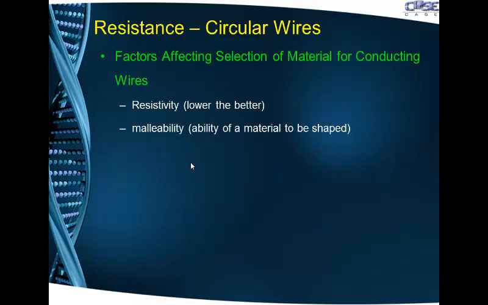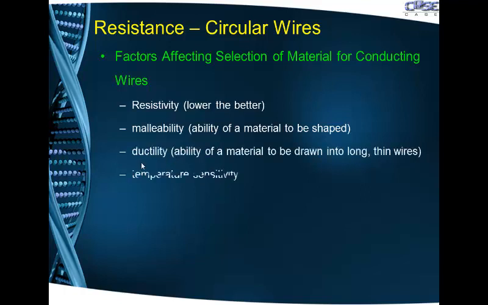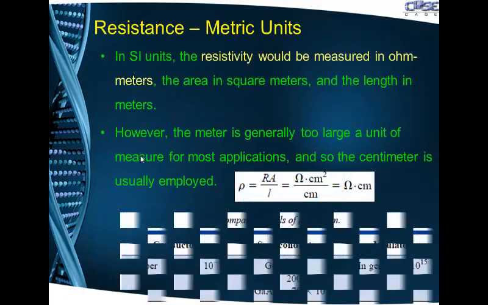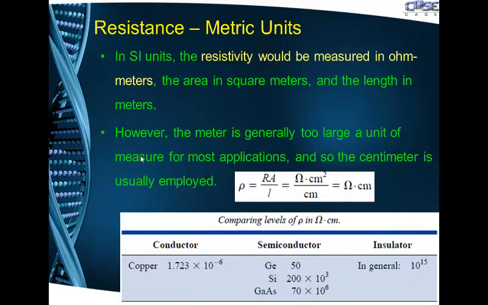These are the factors which affect the selection of a material for conducting wires. Then we have seen the unit of resistivity in the metric unit system. In metric units, the resistivity of a material is specified in ohm centimeter. In this case, copper has a resistivity of this much in ohm centimeter and is compared with the semiconductor and insulator.